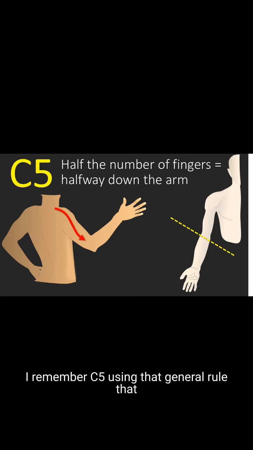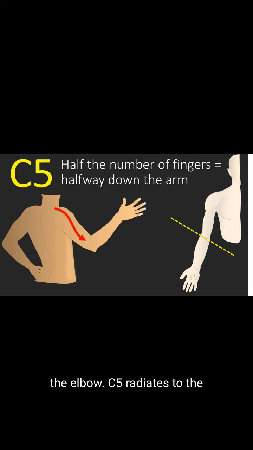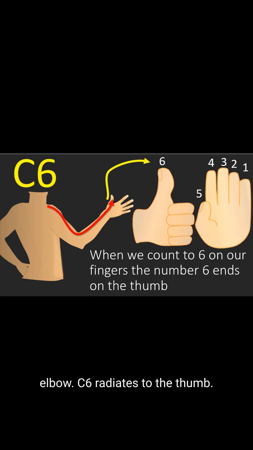I remember C5 using that general rule that half the number of fingers, 5, equals the same radiation down the halfway point of the arm, the elbow. C5 radiates to the elbow. C6 radiates to the thumb.